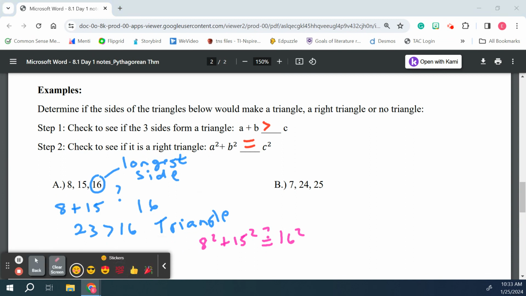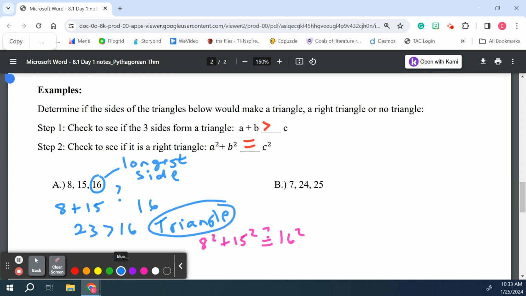Someone tell me, is this a right triangle? What do you guys think? No, it's not. I think what you end up getting is 289 is not equal to 256, right? So it's just a triangle.